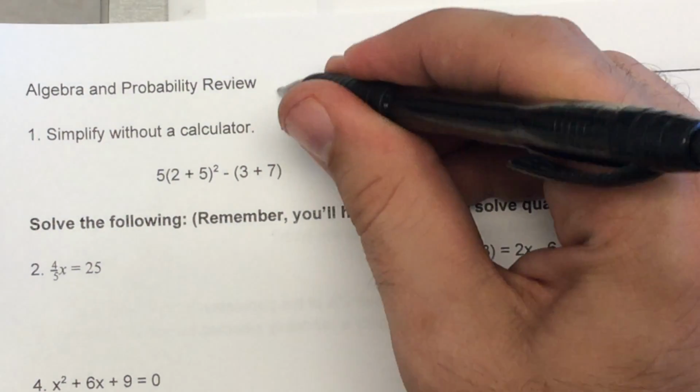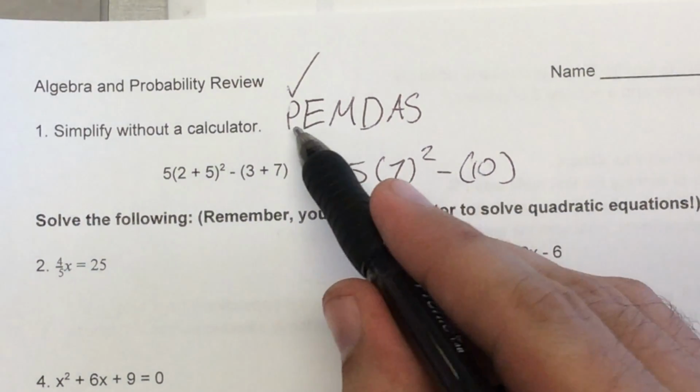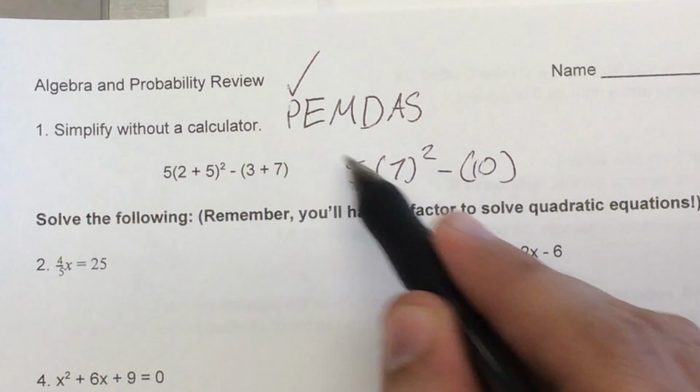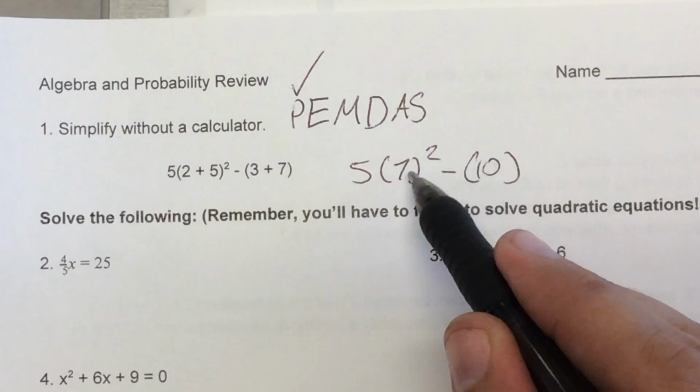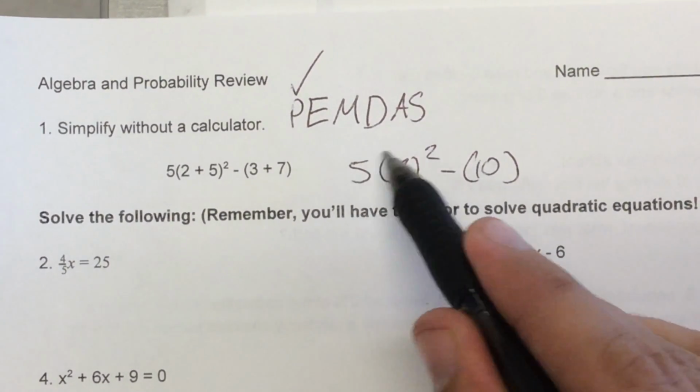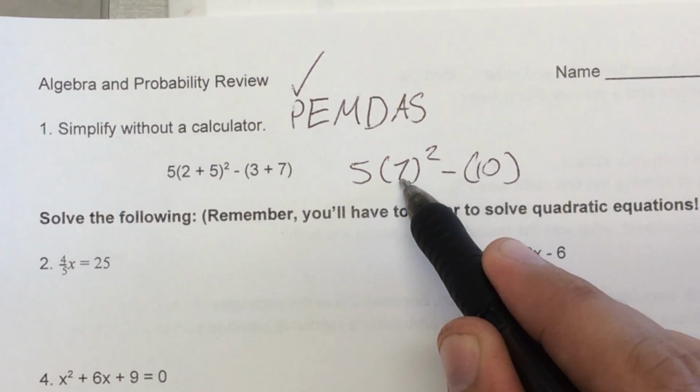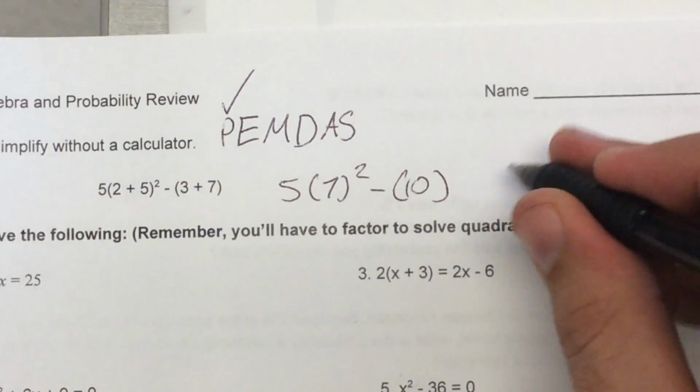Okay, so, yay, there's parentheses. Now we look for any exponents. We've got an exponent right here. Make sure you do that before you multiply. So 7 squared is 49.